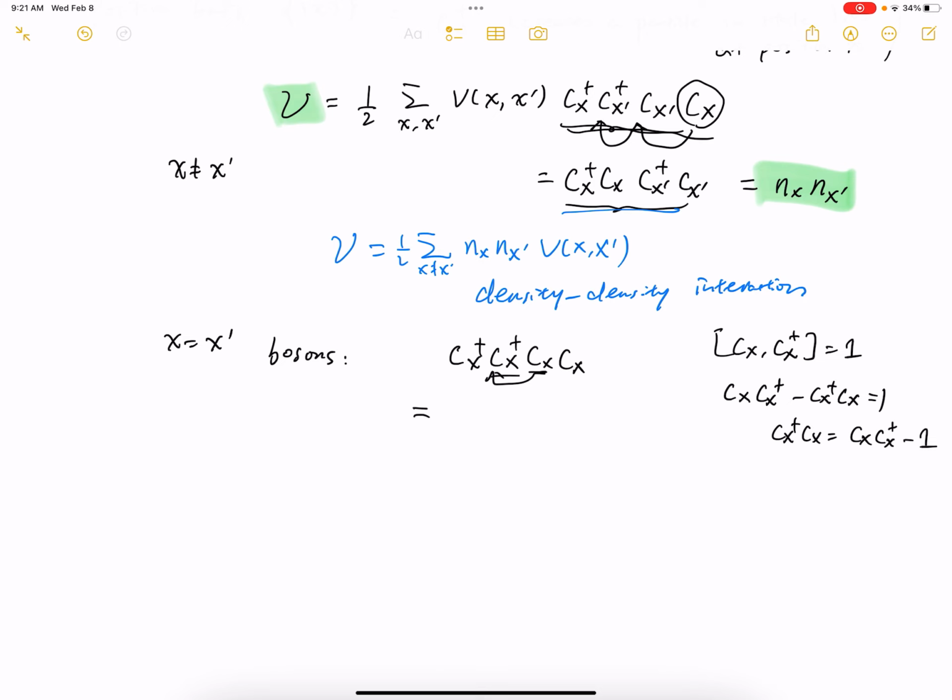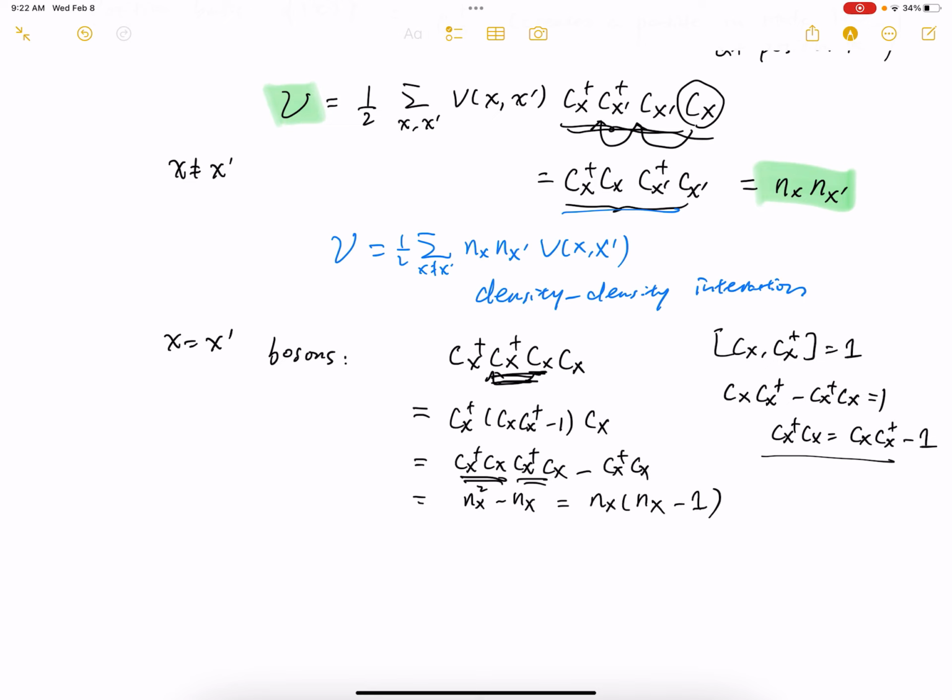Now I'm going to basically use this right here. This is the equation I'm going to plug in. So this becomes Cx dagger Cx dagger minus 1 Cx. I'm going to expand this, so this becomes Cx dagger Cx dagger Cx minus Cx dagger Cx. Cx dagger Cx is equal to nx, and that's another nx, so I get nx squared minus nx. The other way to write it is Cx dagger Cx nx minus 1. So for bosons, this simplifies to nx times nx minus 1.